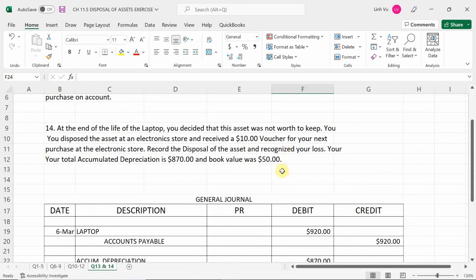Your asset is 50 right now, right? You just got a $10 voucher. So how much did you lose? No, no, no. Right now, your laptop is valued at $50. You threw it away, so you lost $50, right? But you gained $10 out of it. So how much did you really lose?